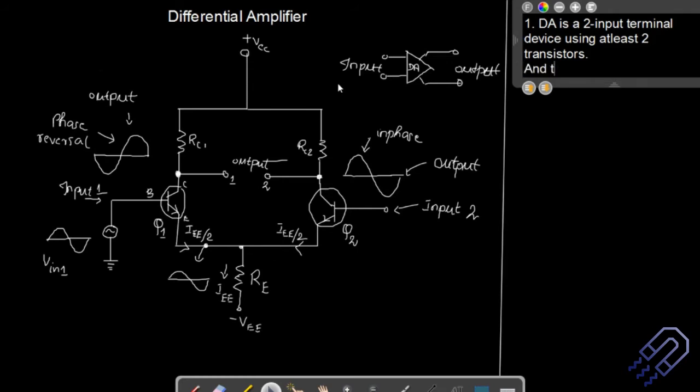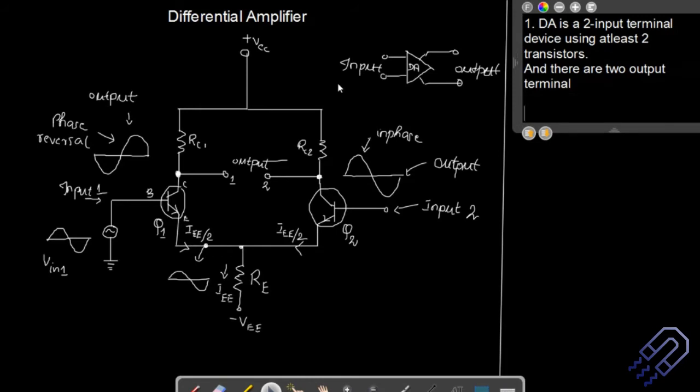And there are two output terminals. So with the same signal, you can actually get an inverted signal or a signal which is in phase. Two output terminals. Please refer to the figure while I am explaining, and then you can easily understand this. Simple. So this differential amplifier transistors, I just use DA again and again.